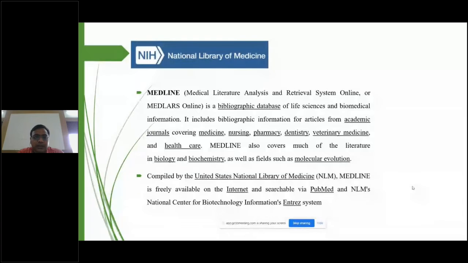The National Library of Medicine's MEDLINE, the Medical Literature Analysis and Retrieval System Online, is a bibliographic database of life sciences and biomedical information. It includes bibliographic information for articles from academic journals covering various faculties in the medical field. It also covers much of the literature in biology, biochemistry, and molecular biology. It is compiled by the United States National Library of Medicine, NLM, and MEDLINE is freely available on the internet. It is searchable via PubMed and the NLM National Center for Biotechnology Information.